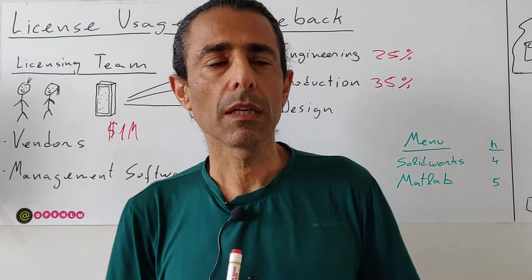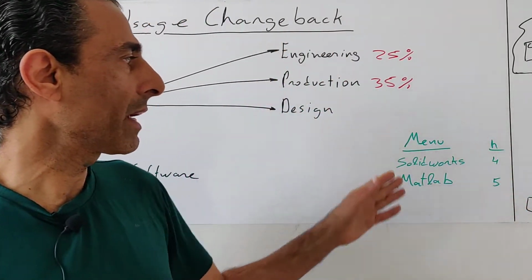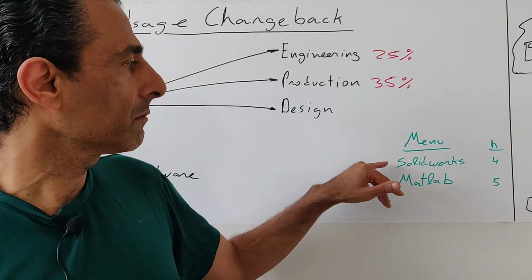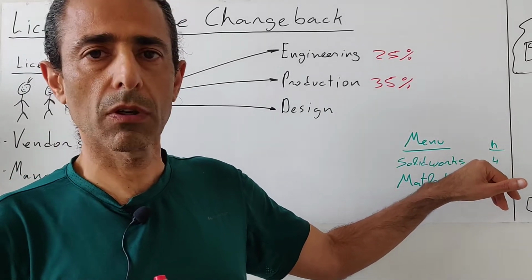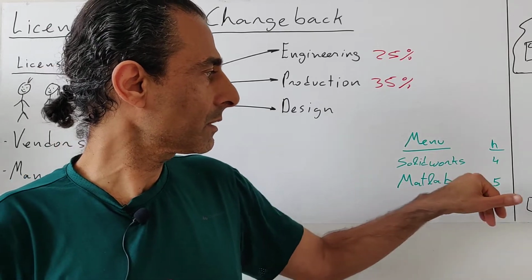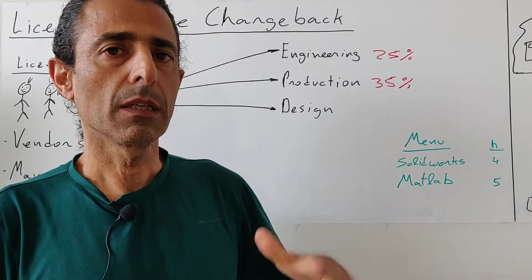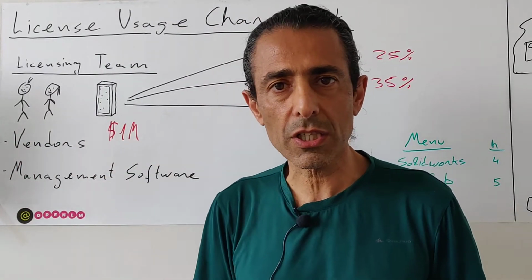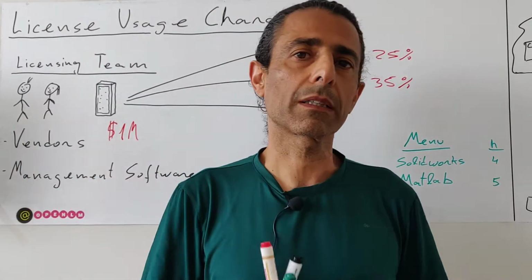Another method is to use a menu. So we say, that's my pricing: SolidWorks is $4 per hour, and MATLAB is $5 per hour. And now I will measure the time for each session, and I will charge back the department.